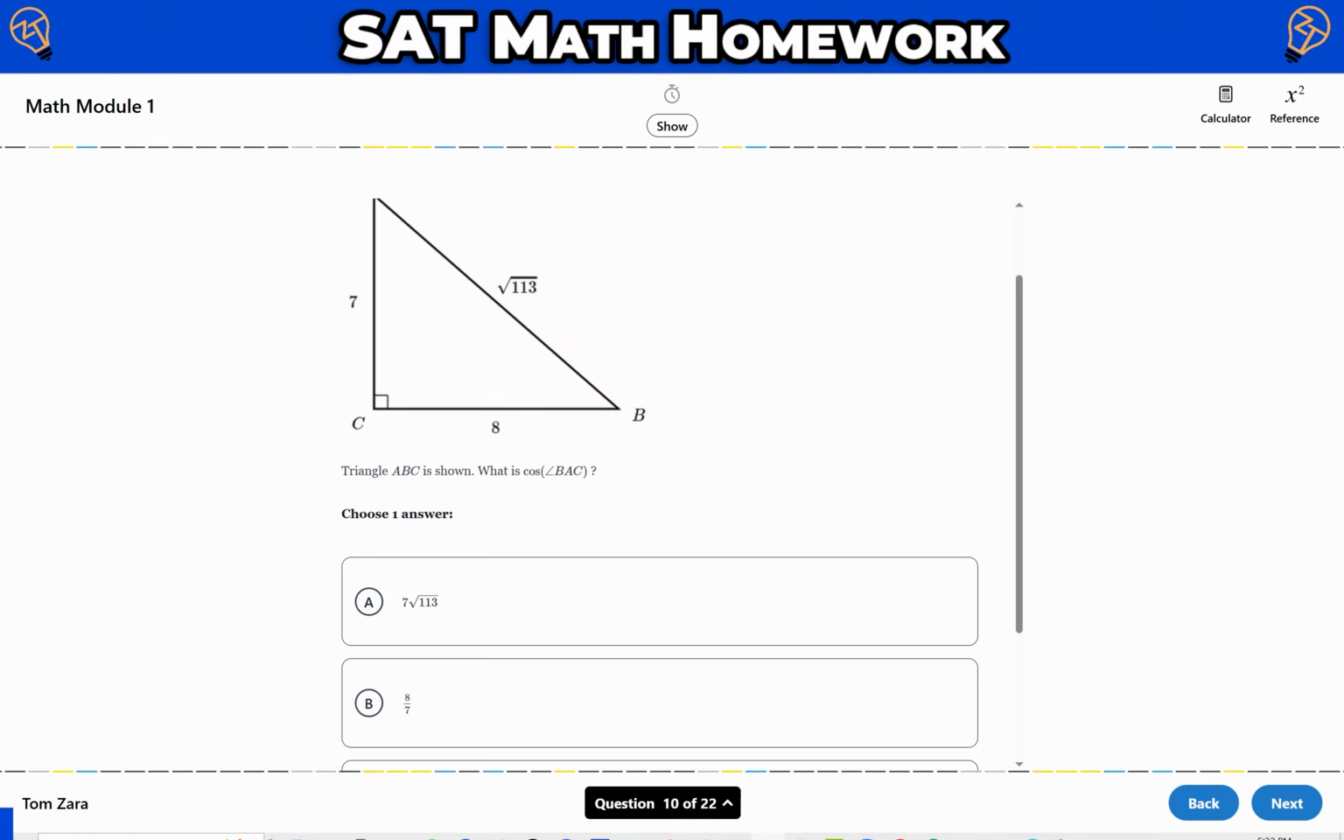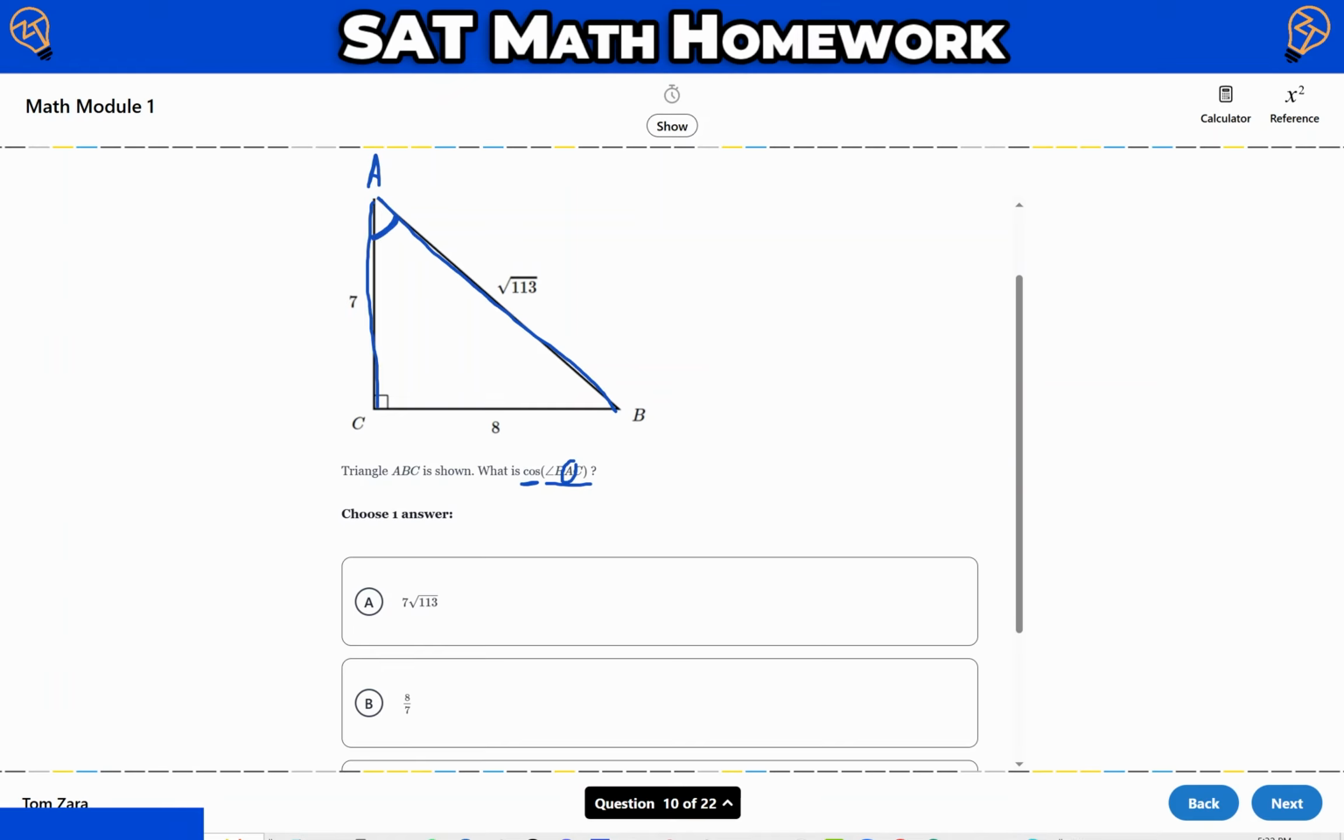This question is all about trigonometry. They're asking you to find cosine from angle BAC. Keep in mind that the second middle letter is the most important because it is the vertex. So angle B, kind of cut it off here, but this is A. C means that we're talking about this angle.